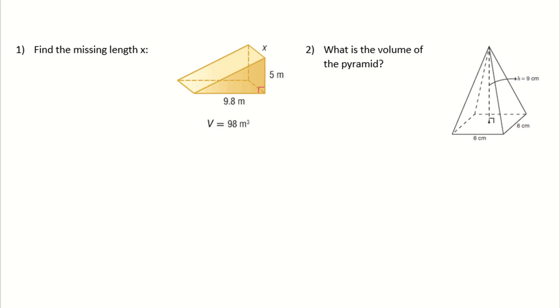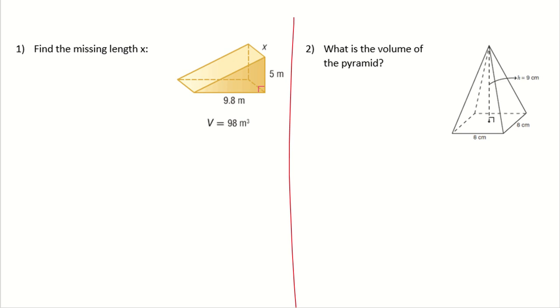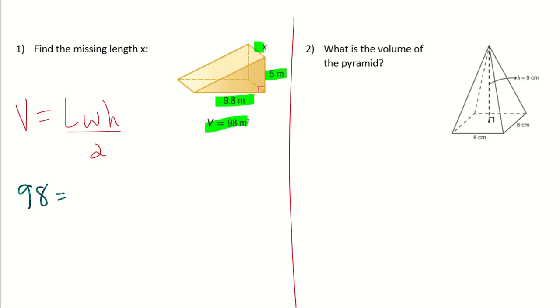Number 1, find the missing length on this shape. That is a triangular prism, as you can see. For a triangular prism, the formula would be volume equals length times width times height divided by 2. We've been given the volume, a length and a height, but we're missing a width. So we're going to plug in what we have. Volume is 98. Length was 9.8.